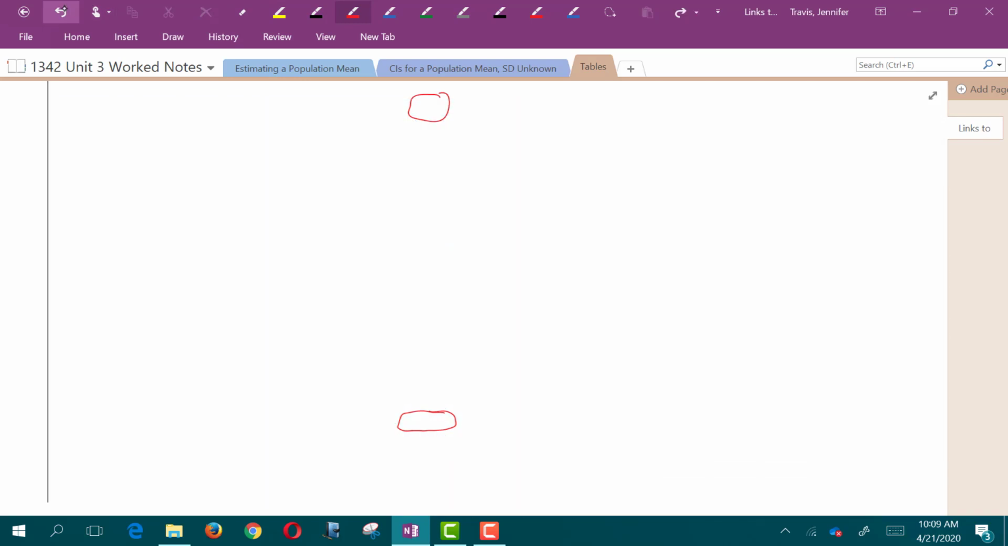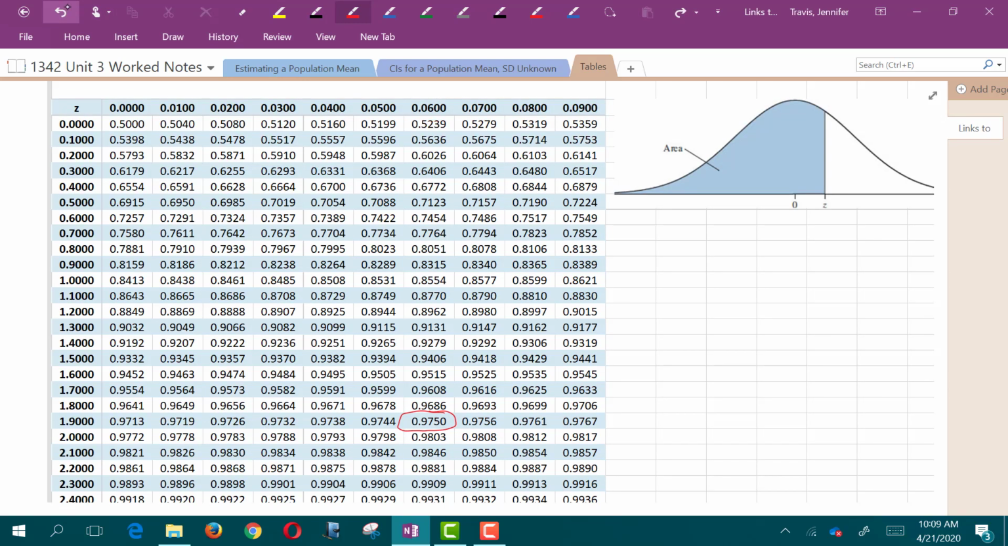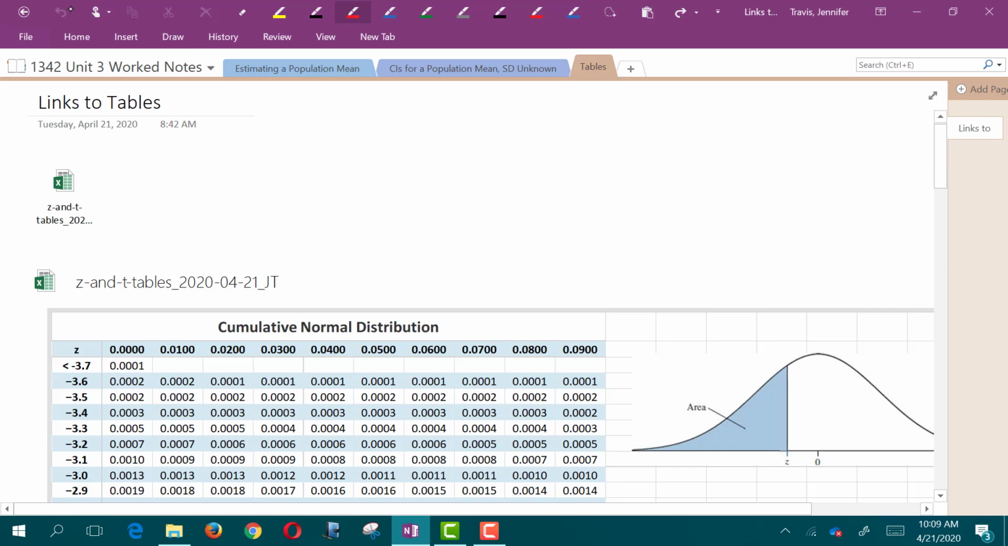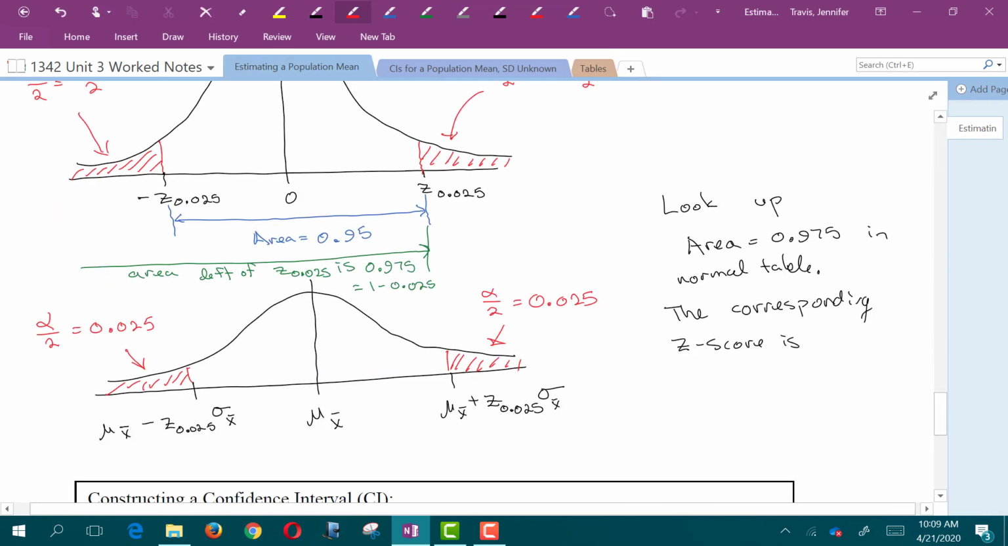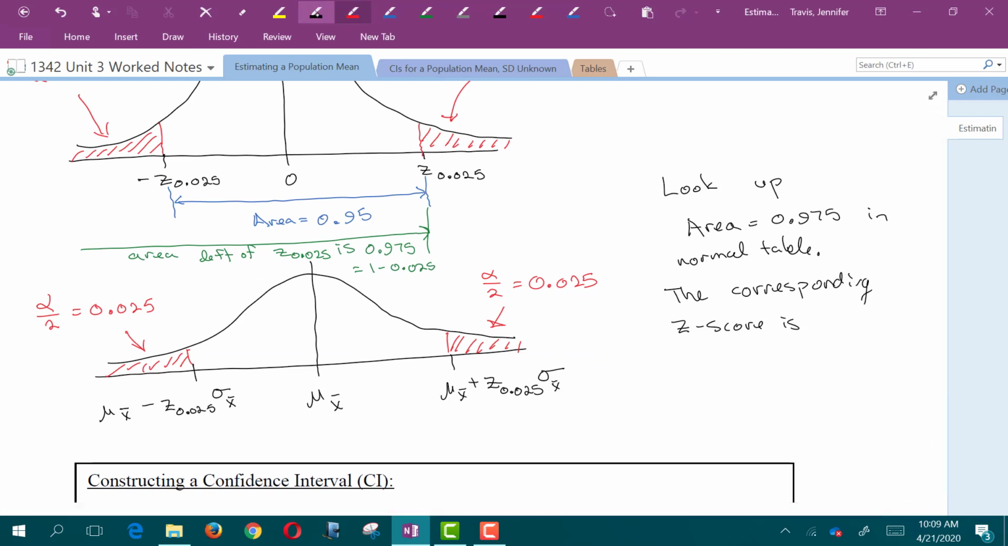Okay, so let's go back. I'm just erasing those so they won't be in our way when we come back to this table later. So that corresponding z-score, I'm going to label this z.025, is equal to 1.96. This is an extremely important number.